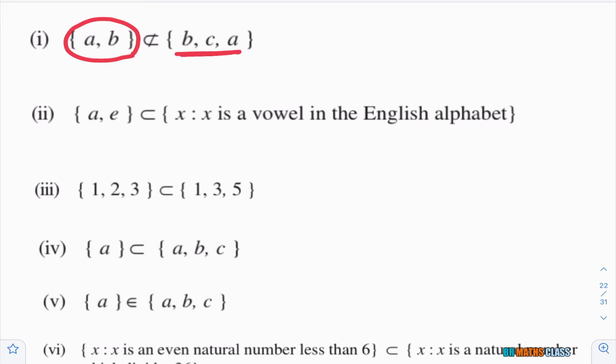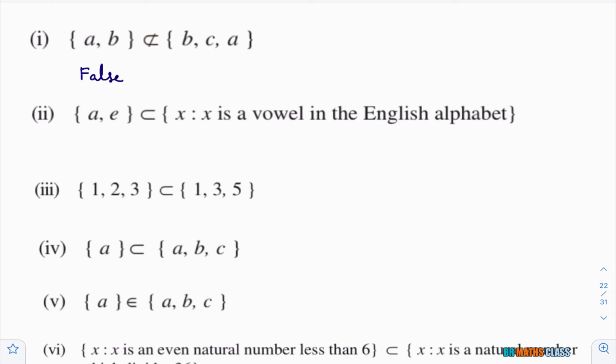But what is given here? Not a subset is given. But the suitable symbol is subset. Here, if they give subset, then it is true. Actually, they given not a subset. So that's why this statement is false. When they give only subset here, then this is true, right?